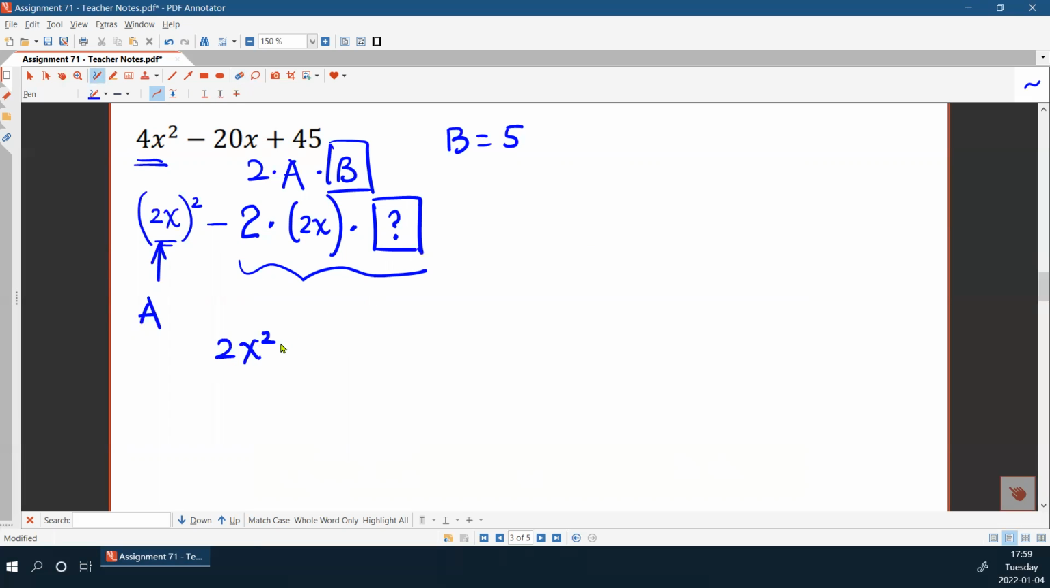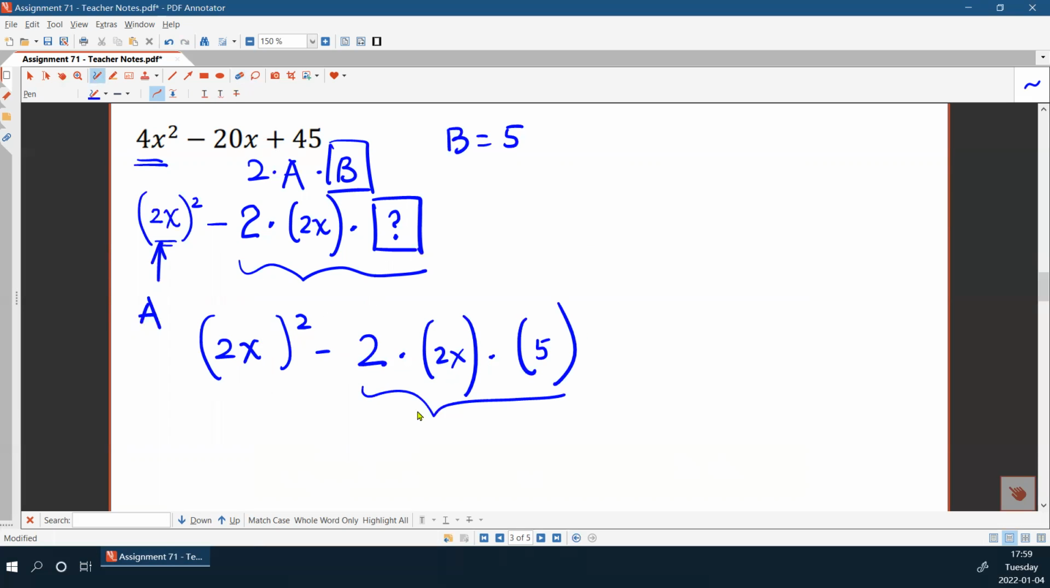So (2x) squared, then negative 2 times a, which is 2x, then times 5. Apparently, this will give you 2 times 2 is 4, 4 times 5 is 20. So minus 20x. That's correct. Then we have to put 5 squared, right? Because there's no 5 squared in the original, we need to subtract it. Then copy the rest of the expression.